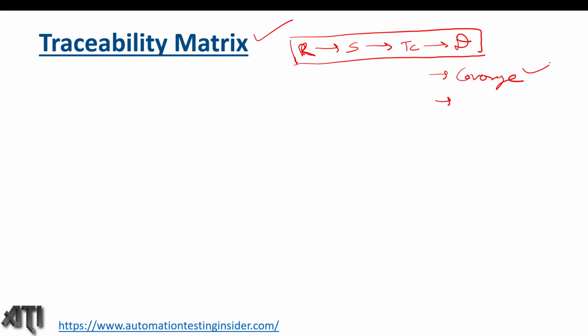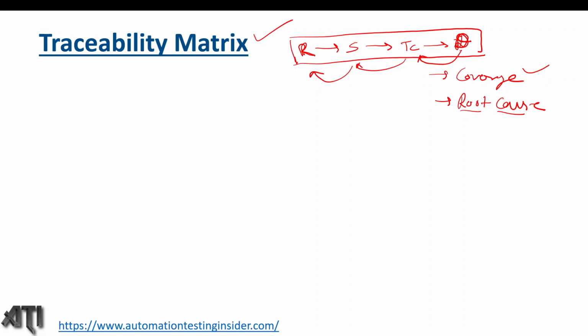Another point is it helps us to find the root cause of the defect. How do we get the root cause of the defect? Because it is mapping to the defects as well. So from the defect we will find out which test case it belongs to. From the test case we'll find out what is the scenario, and from the scenario what is the requirement. So this is how we can get the root cause of the defect. So this is a very important document, guys, as far as testing is concerned.